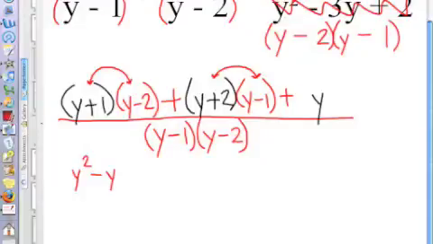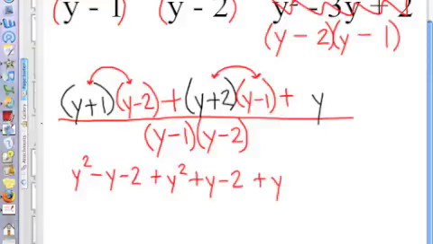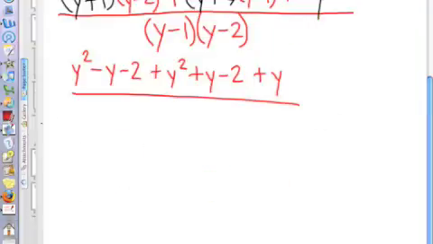1y minus 2. In the next one, we have plus y squared plus 1y minus 2. And then we have our plus y on the end. And our denominator is still y minus 1 times y minus 2.